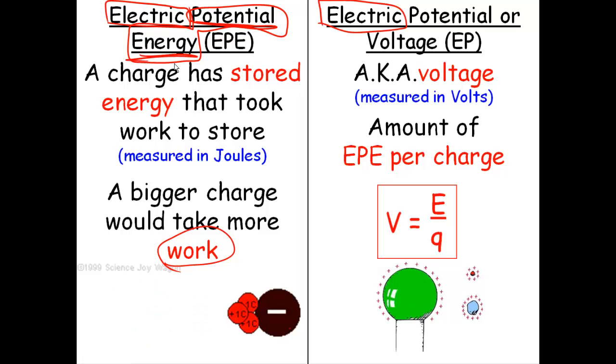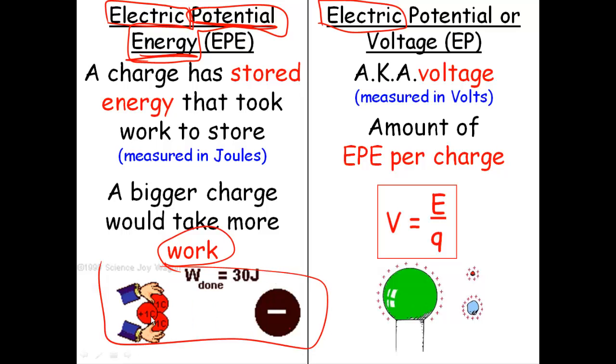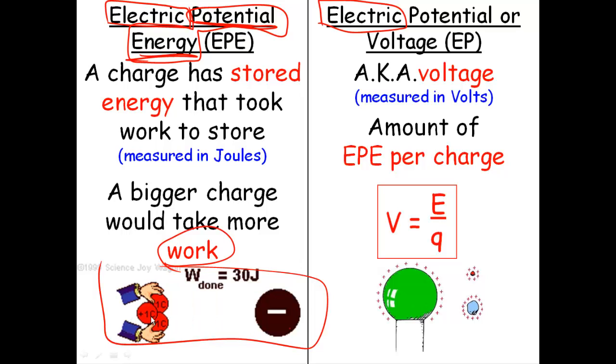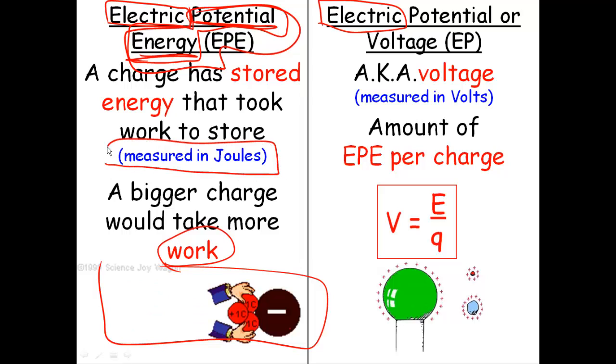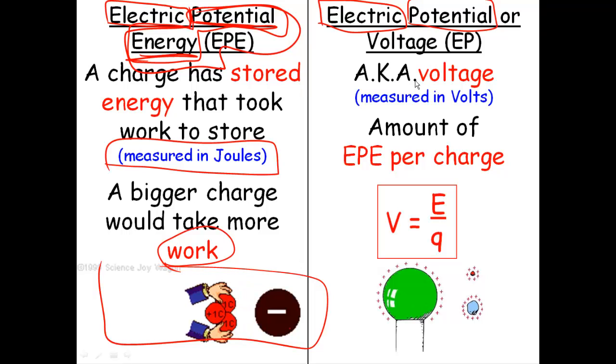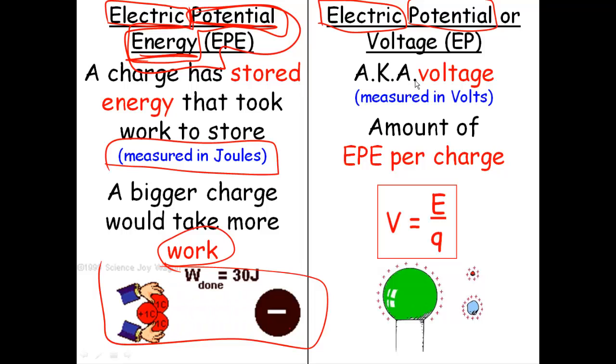Well, electrical things are no different. In my animation, we have some positive charges. We're moving them away from the negative electric charge. It takes work to do that. We're storing the work in the form of potential energy. And like gravitational things, we measure this in joules. However, something a little different, something we call the potential, the electric potential. You know this is voltage. We measure that, of course, in volts.